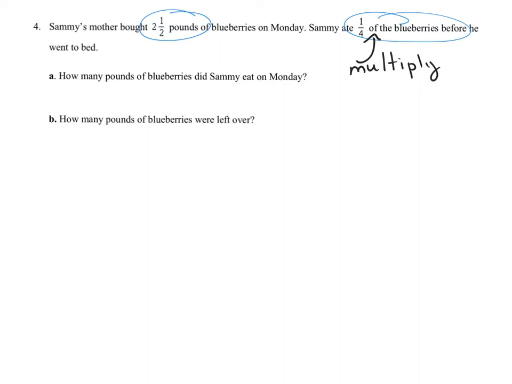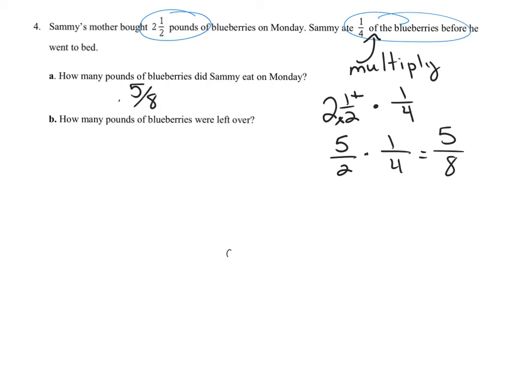So we should be thinking, I'm actually going to write this down over here to the side. 2.5 times 1/4. But we need to make 2.5 improper, so 2 times 2 plus that 1 gives us 5/2 times 1/4, which gives us 5/8. So he ate 5/8 of a pound of blueberries. Okay, then it says how many pounds of blueberries were left over. So that's very similar to the last question that they asked about the wire. So leftover means to subtract.